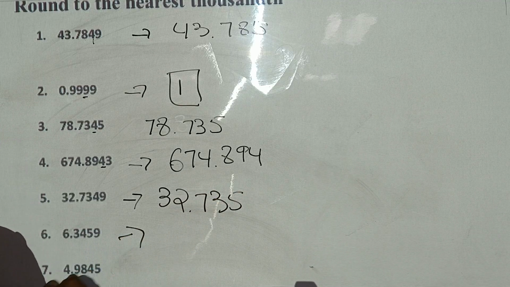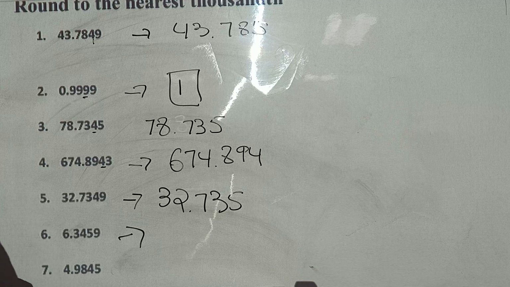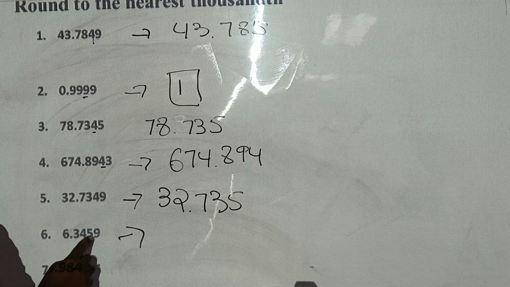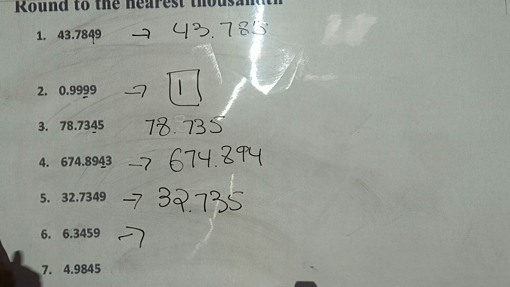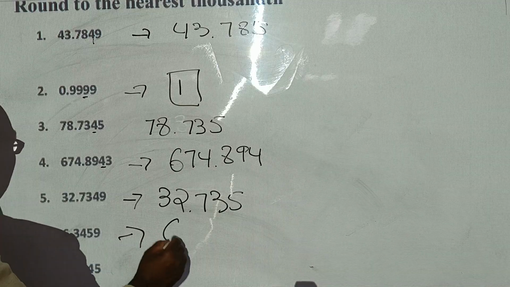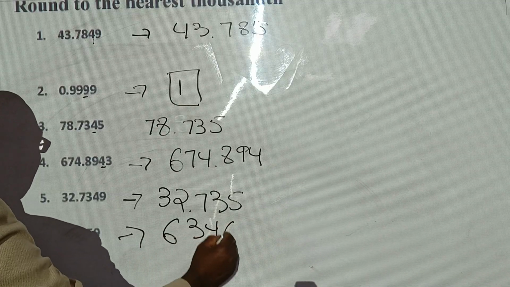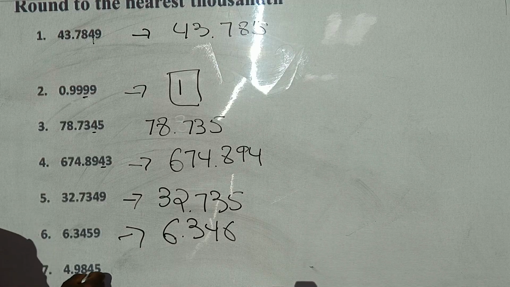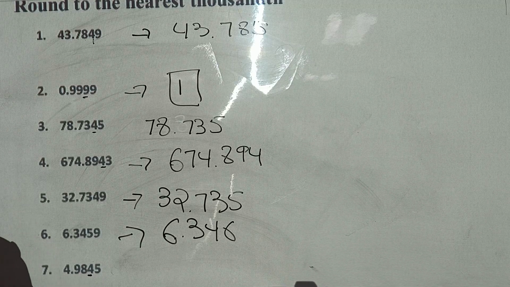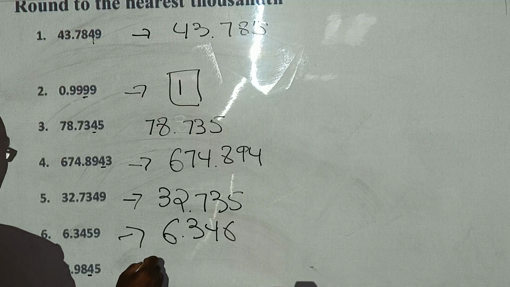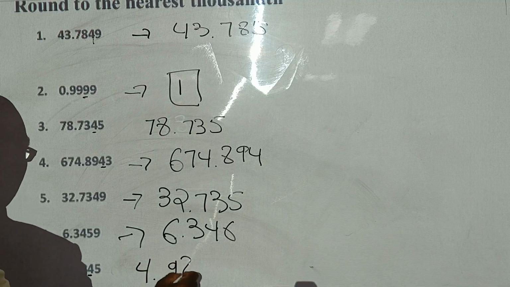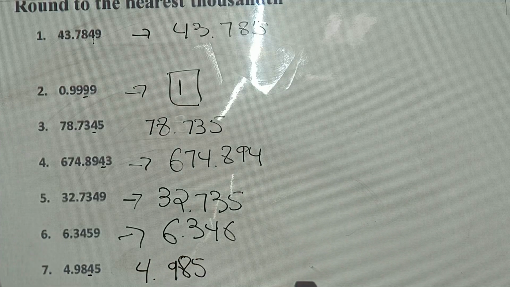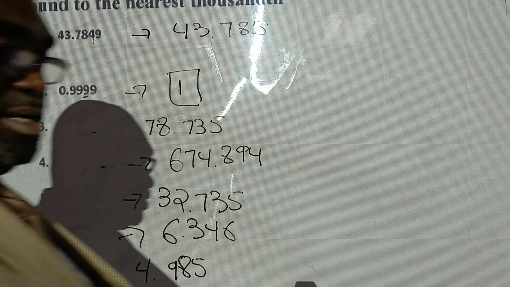Let's look at this one here, 6.3459. You know this one here, our thousandth place is 5 or more after that. So this will become 6.346. All right, let's look at number 7. Number 7, you got 4.9845. Our thousandth place is 4. The number after that is 5 or more. This will become 4.985.